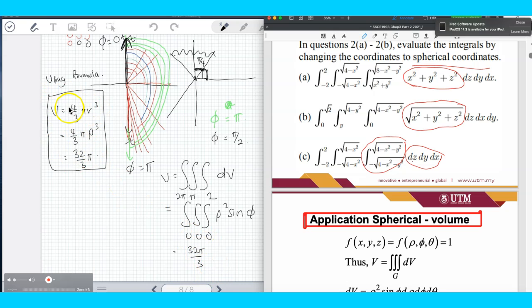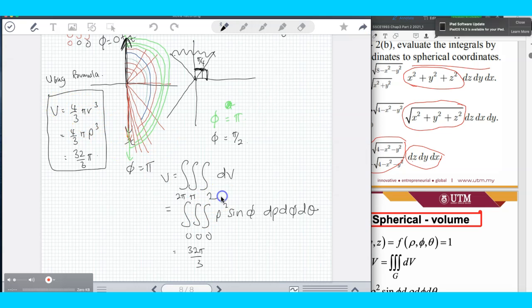So this one is using the standard formula that you learned before you came to UTM, in your school time, when you wanted to evaluate the volume of a sphere. But now, using the triple integral, you will get the same answer.